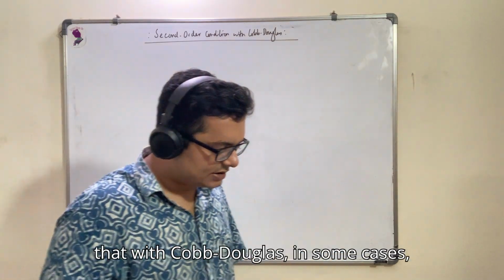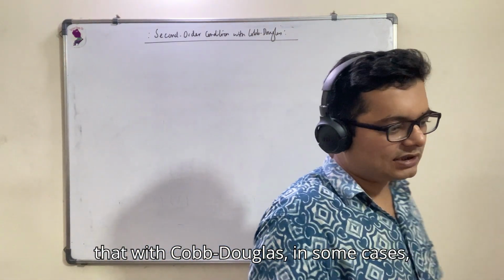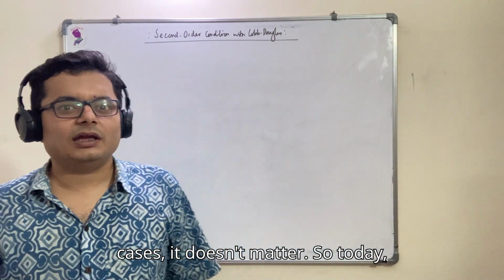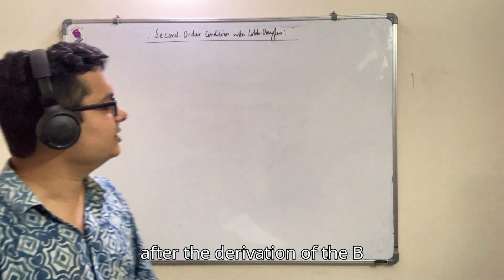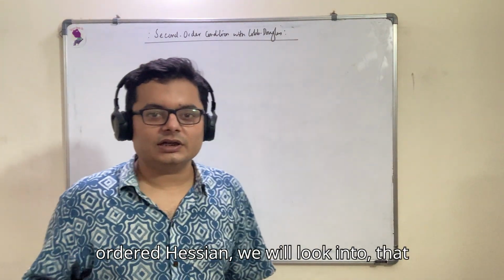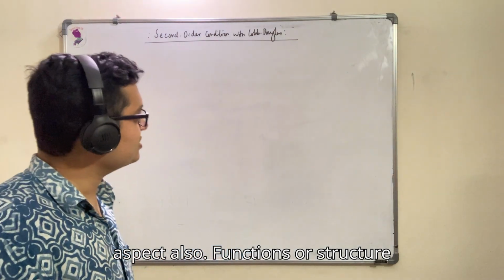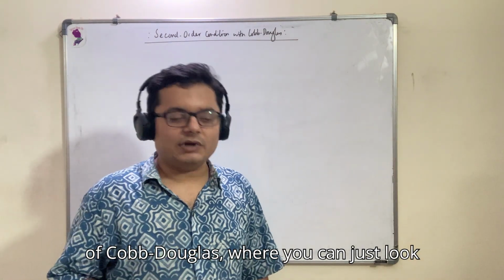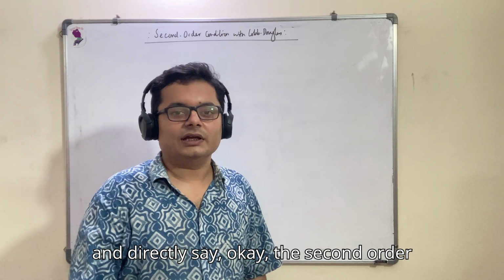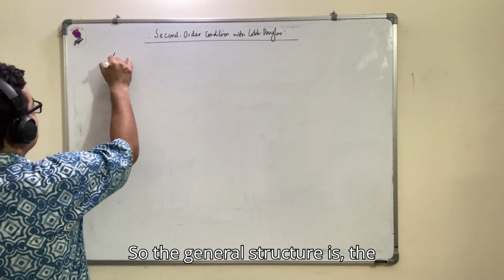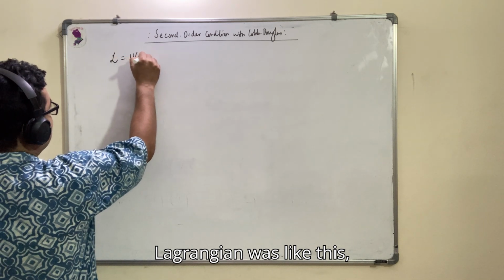Now, the point is that with Cobb-Douglas, in some cases checking is necessary, but in some other cases it doesn't matter. So today, after the derivation of the bordered Hessian, we will look into that aspect also: functions or structures of Cobb-Douglas where you can just look and directly say that the second order condition is satisfied. So the general structure is, the Lagrangian was like this.